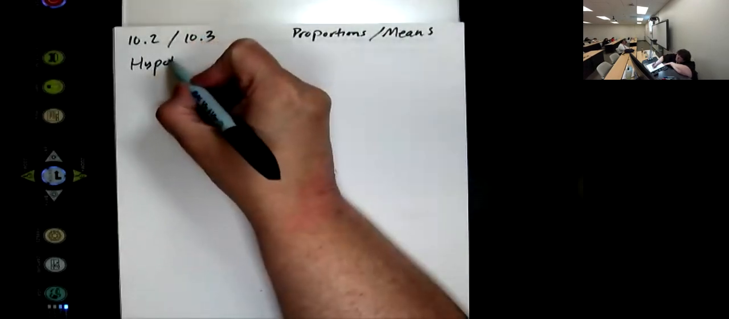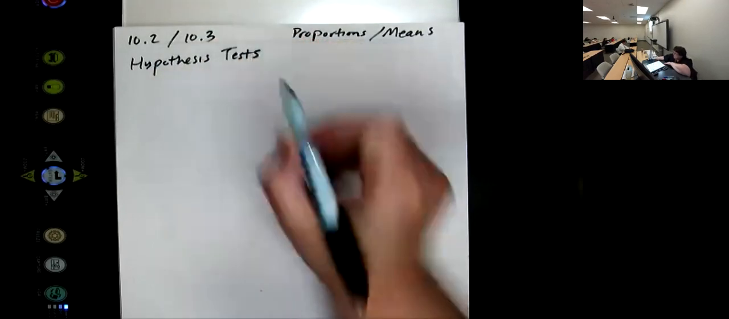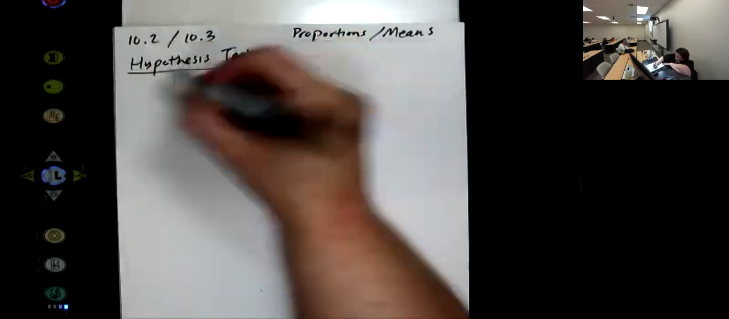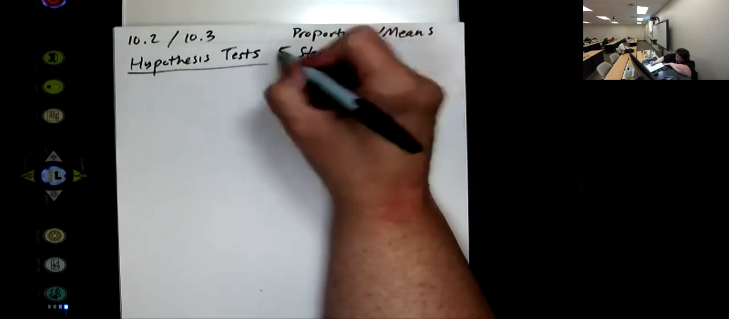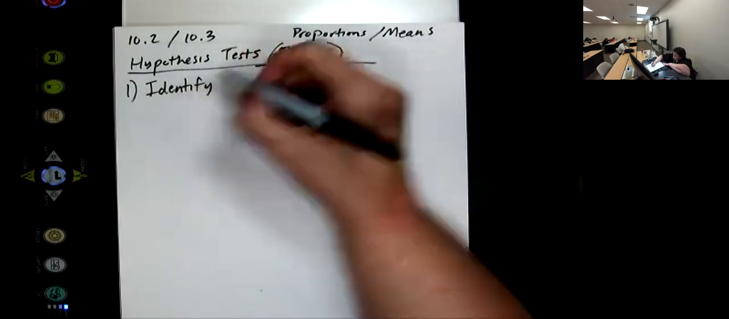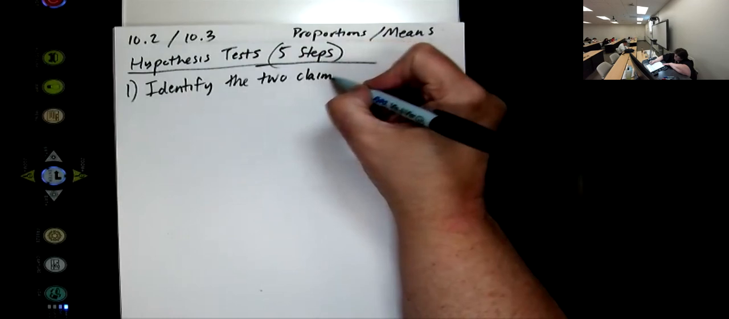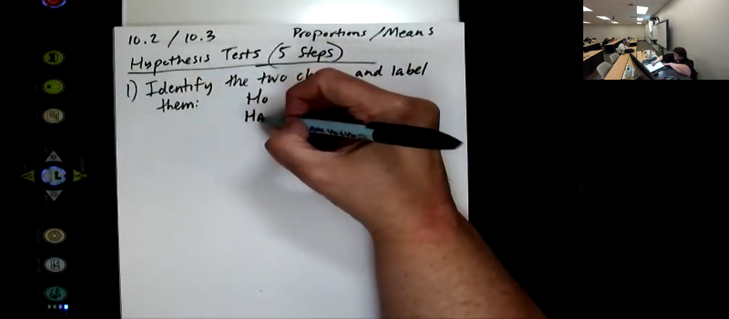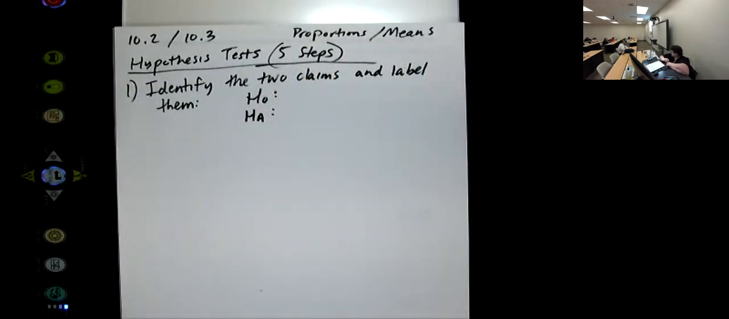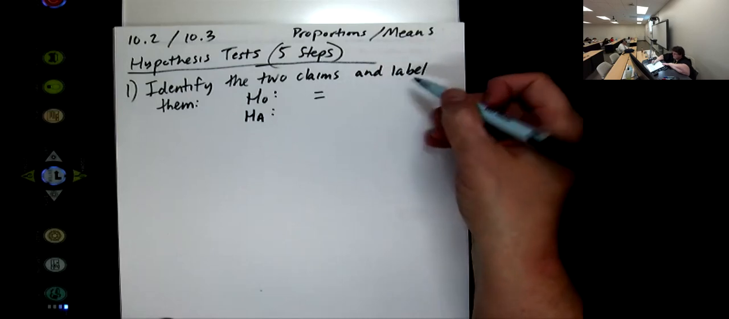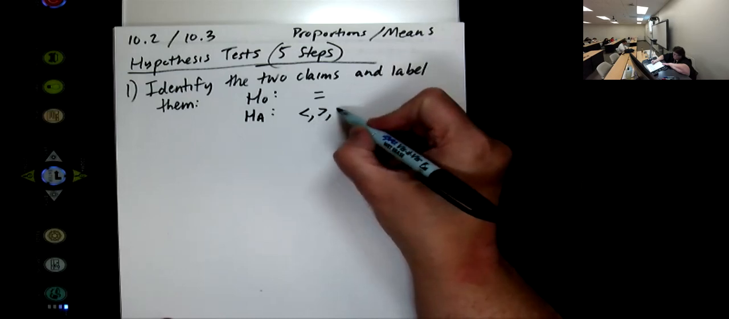So the hypothesis test. I did not bring out the pages again. I didn't bring the copies that I had. I don't know if anyone's in here that wasn't in here on Thursday when we had all the sheets out, the 5 steps of the hypothesis test. 5 steps. Step one, identify the 2 claims. And label them. You will have an H naught and an HA. H naught always has an equal sign in it. HA can have a less than, a greater than, or a not equal in.